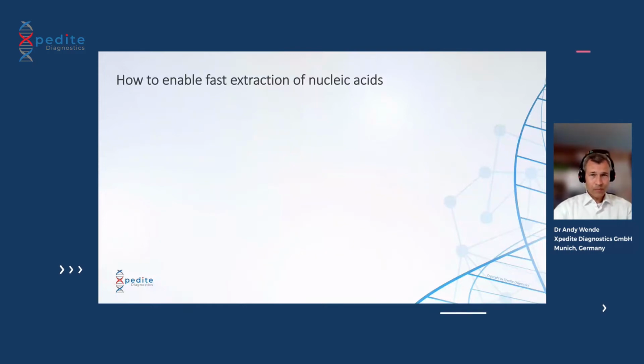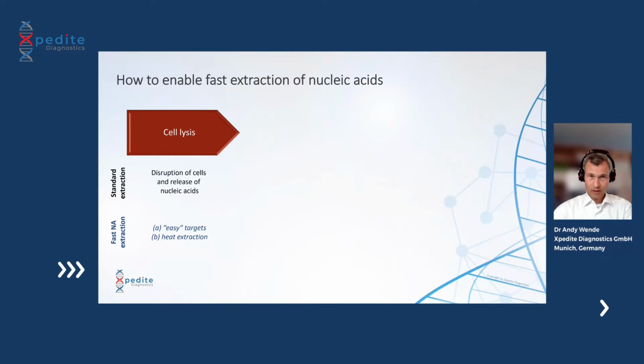First of all, I started with a little recap from the first session, how to enable fast extraction of nucleic acids. Again, we have this 4-step procedure, the cell lysis, which provides the disruption of cells and so the release of nucleic acids. How is that done in fast nucleic acid extraction methods?